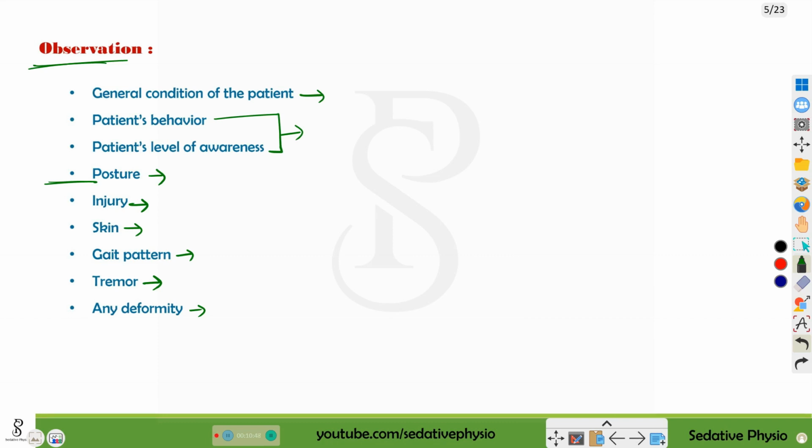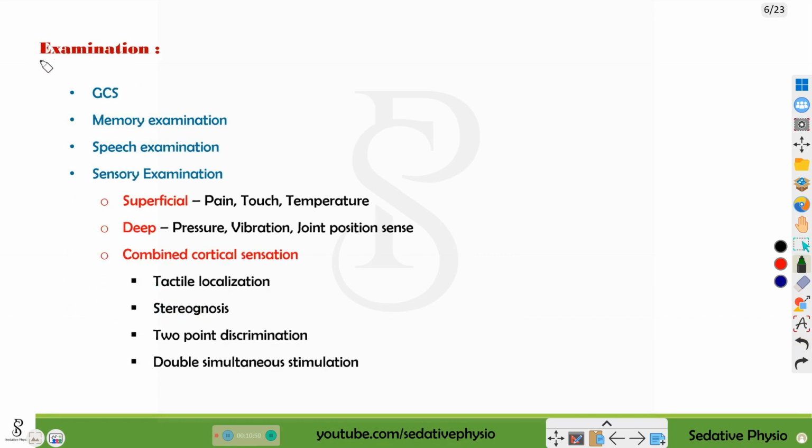Now, after the observation, we have to go for the examination. Now we will examine the patient. In the examination section, we have to go for the GCS. Now this GCS is also related with the level of awareness that we have discussed in the previous slide. Through the GCS, we can conclude the level of consciousness of the patient.